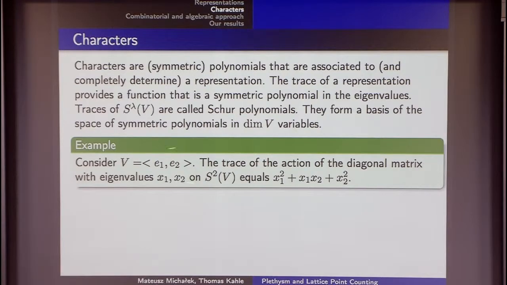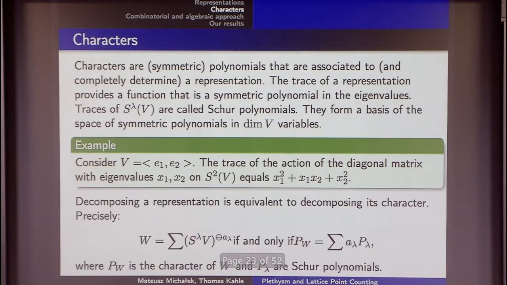I even prepared an example, but I guess it's very clear by now that if you take just a two-dimensional vector space and act with SL2, the character is like this, a complete symmetric polynomial. This one comes from the action on E1 times E1. This one comes from the action on E1 times E2. This one comes from the action on E2 times E2. So this is a complete symmetric polynomial. You can easily see that for symmetric powers you will always get a complete symmetric polynomial of this degree, and I will denote it by H. So H for me will be a complete symmetric polynomial.